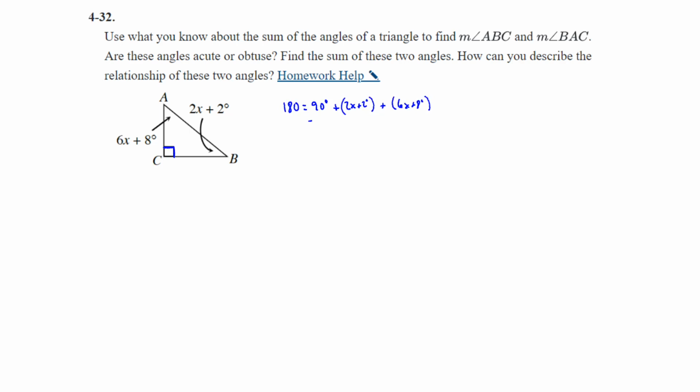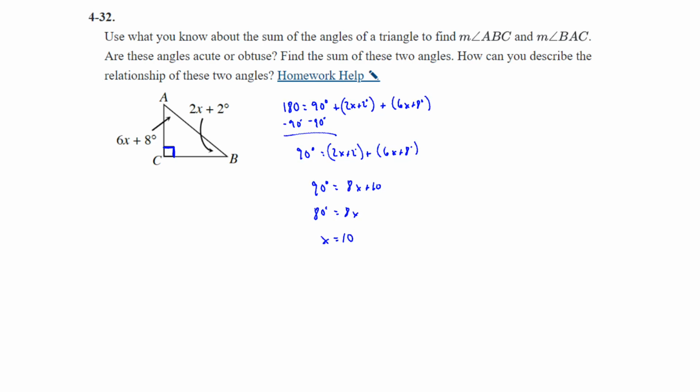So we'll first subtract the 90 degrees. And some of you might have set up your equation more like this first part here, 90 degrees is equal to 2x plus 2 plus 6x plus 8, knowing that these 2 acute angles have to add up to 90 degrees because you already have your right angle, so that's a possibility. Combine the like terms, 8x plus 10, subtract 10, divide by 8, and x is equal to 10.